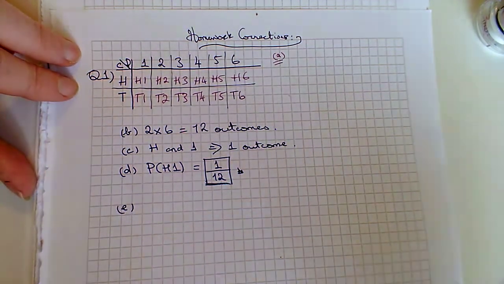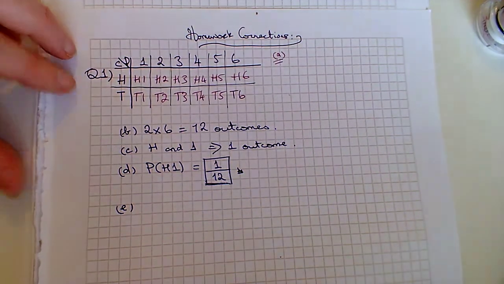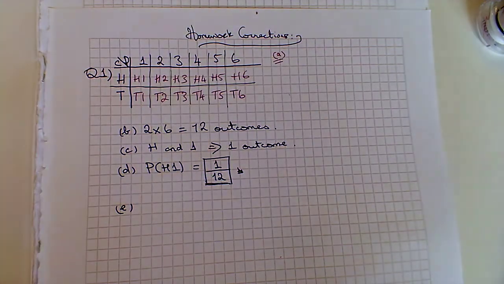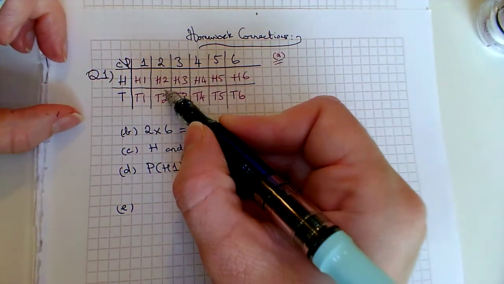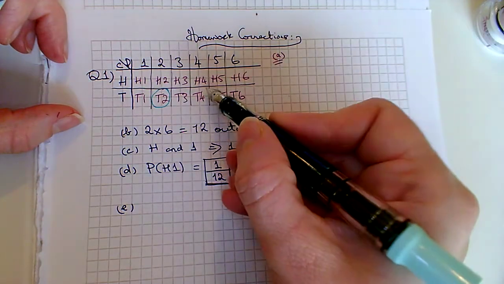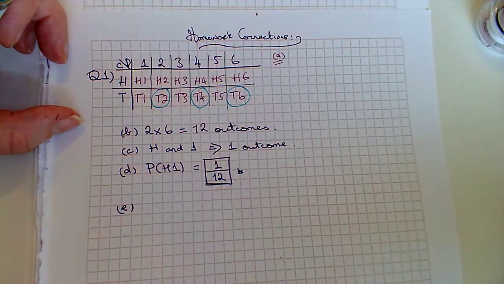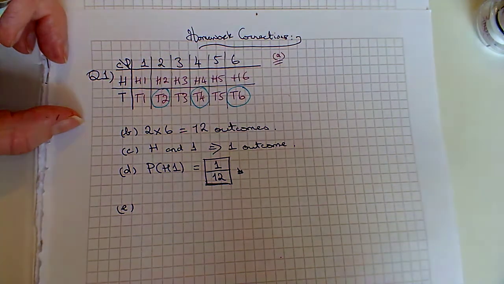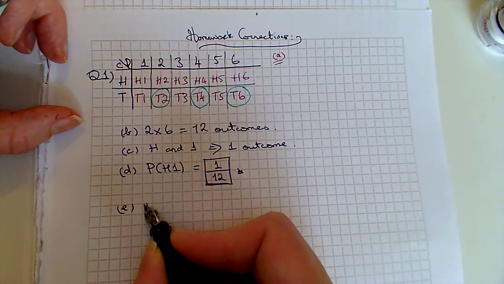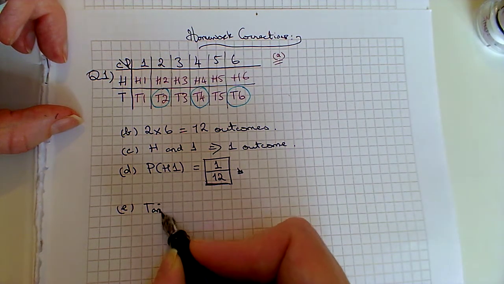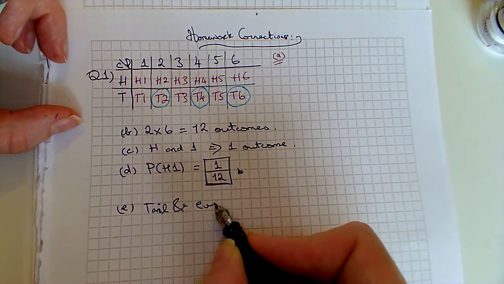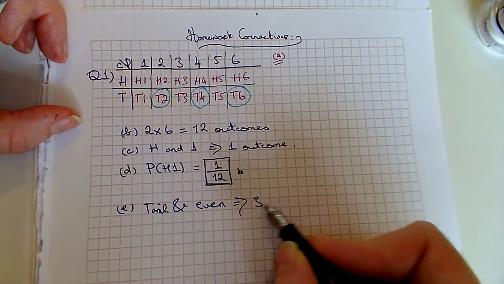The second question, how many outcomes show a tail and an even number? So I've got a tail and a 1, that's not even, a tail and a 2, a tail and a 4, and a tail and a 6. Those are all my tail and even numbers. So tail and even, we have 3 outcomes.